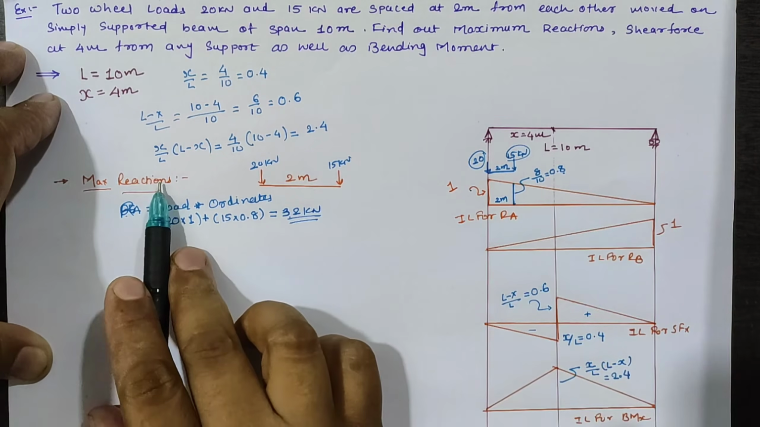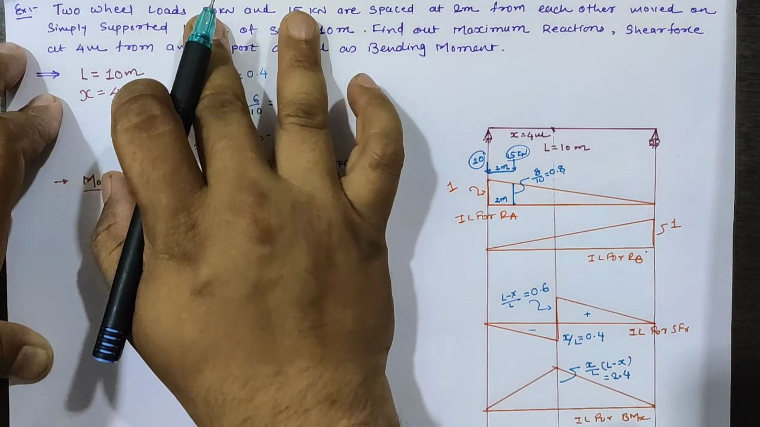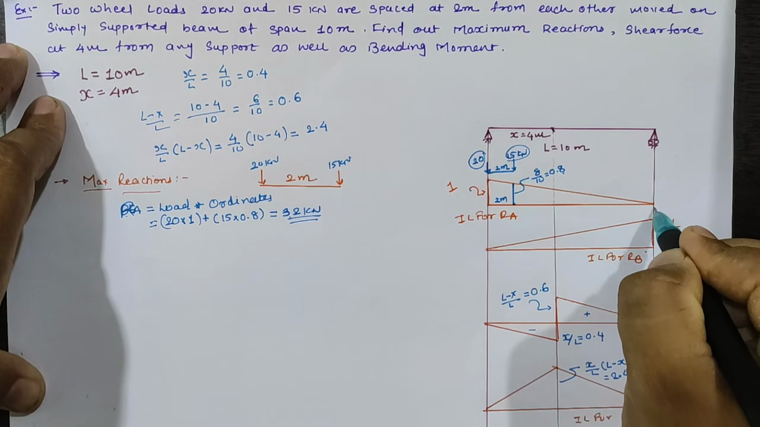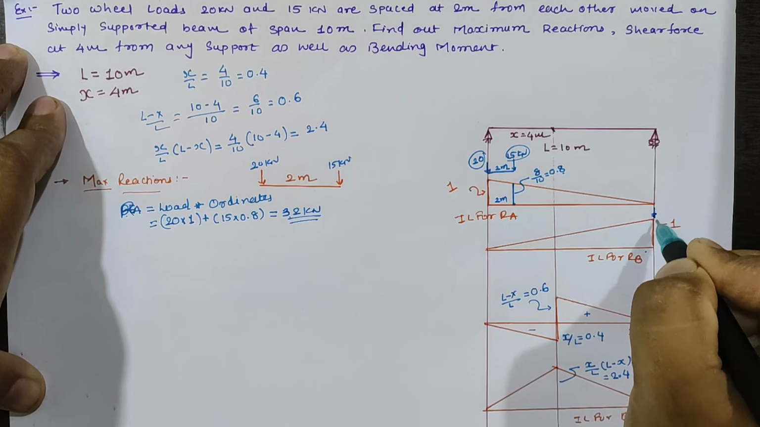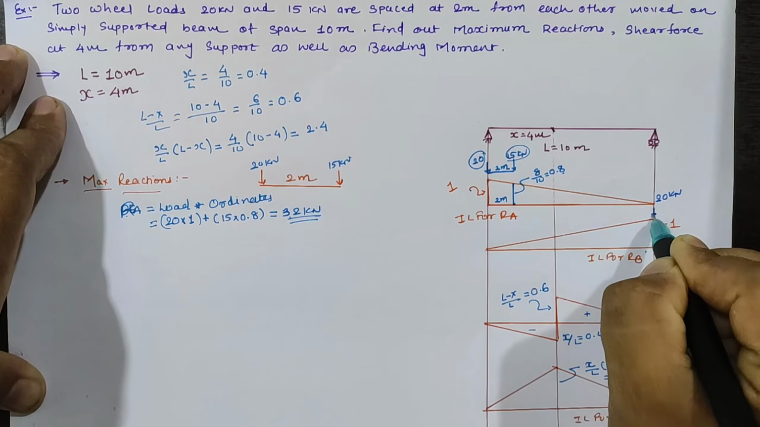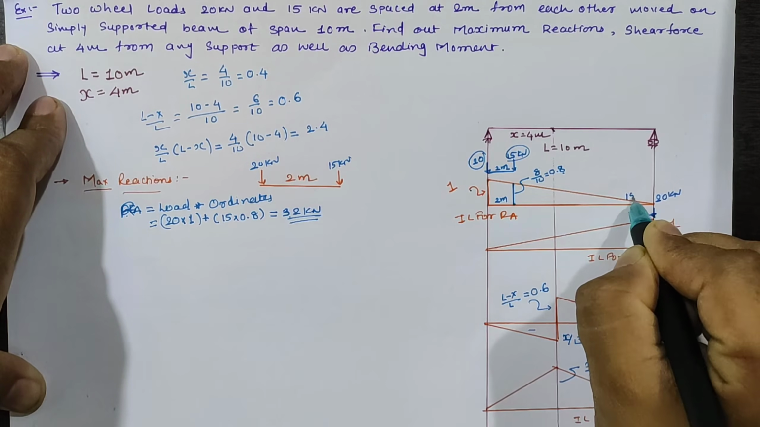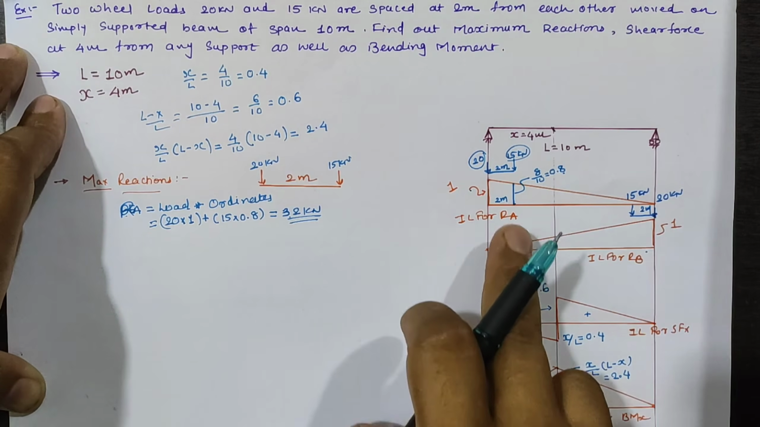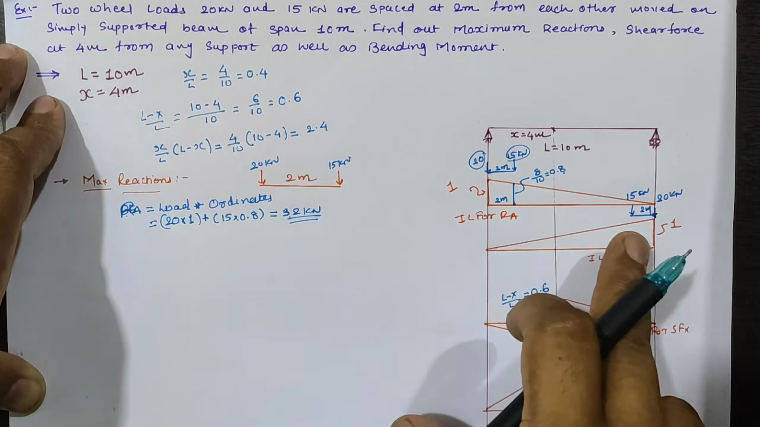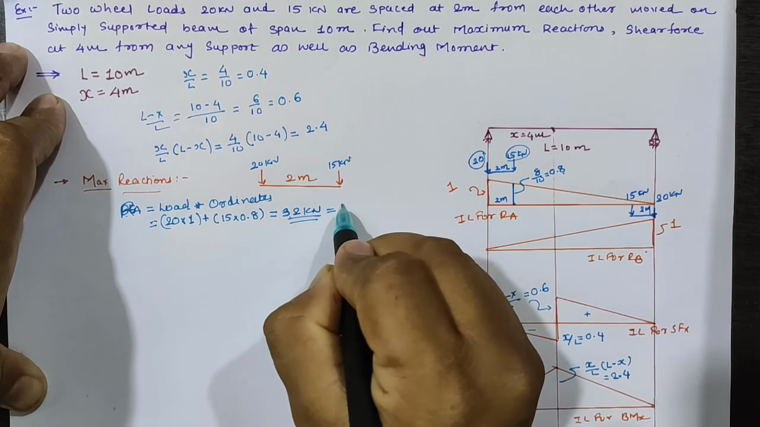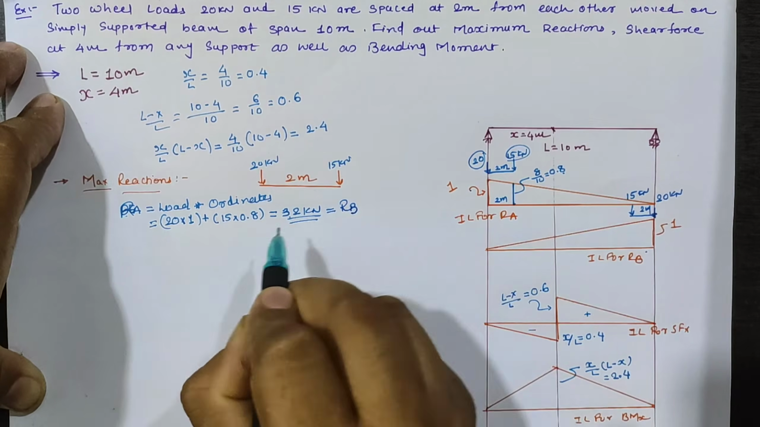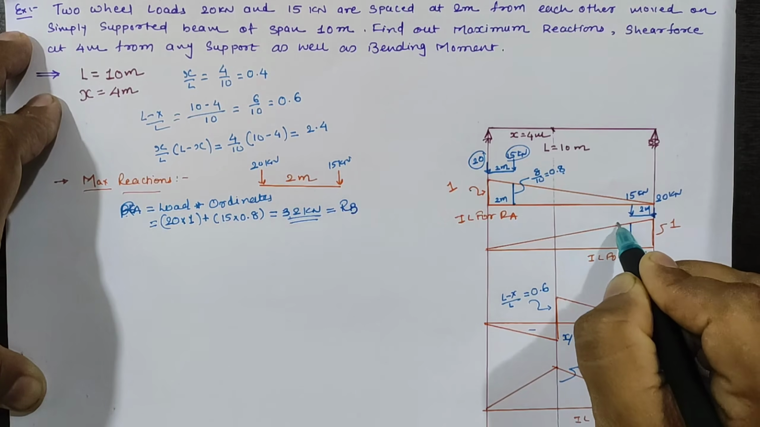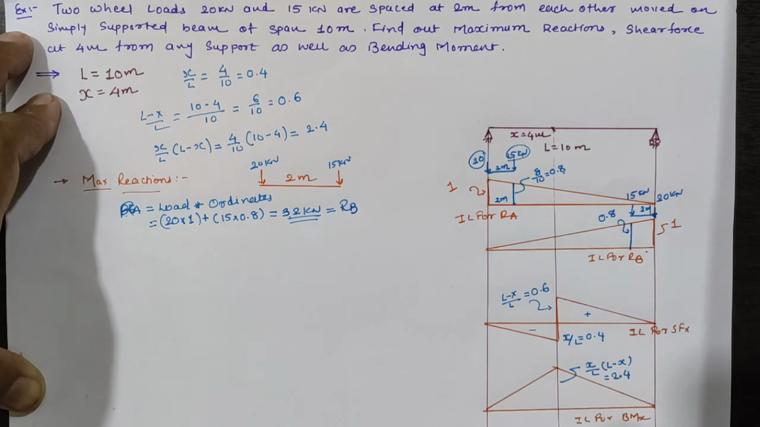Now for the maximum reaction at B, as we have not been given the exact location of the 20 kilonewton or 15 kilonewton load, we can put the 20 kilonewton under the ordinate 1 at location B, and at 2 meter from support B we can put the 15 kilonewton load. This is the mirror effect of reaction at A. It means that our maximum RB is also 32 kilonewton, as we calculate the ordinate under the 15 kilonewton load, which is 0.8.